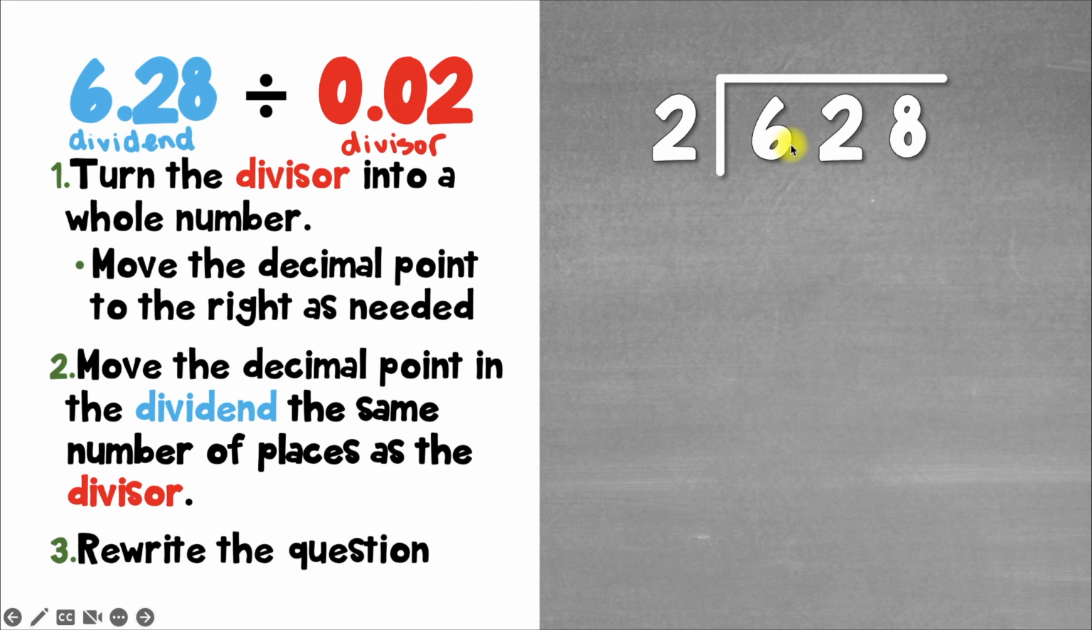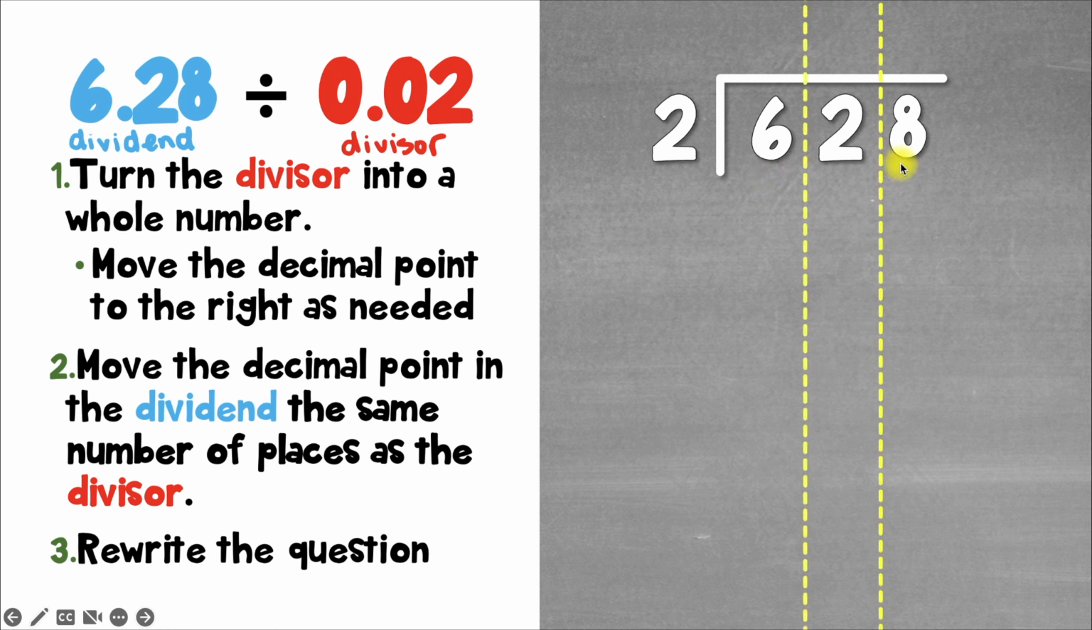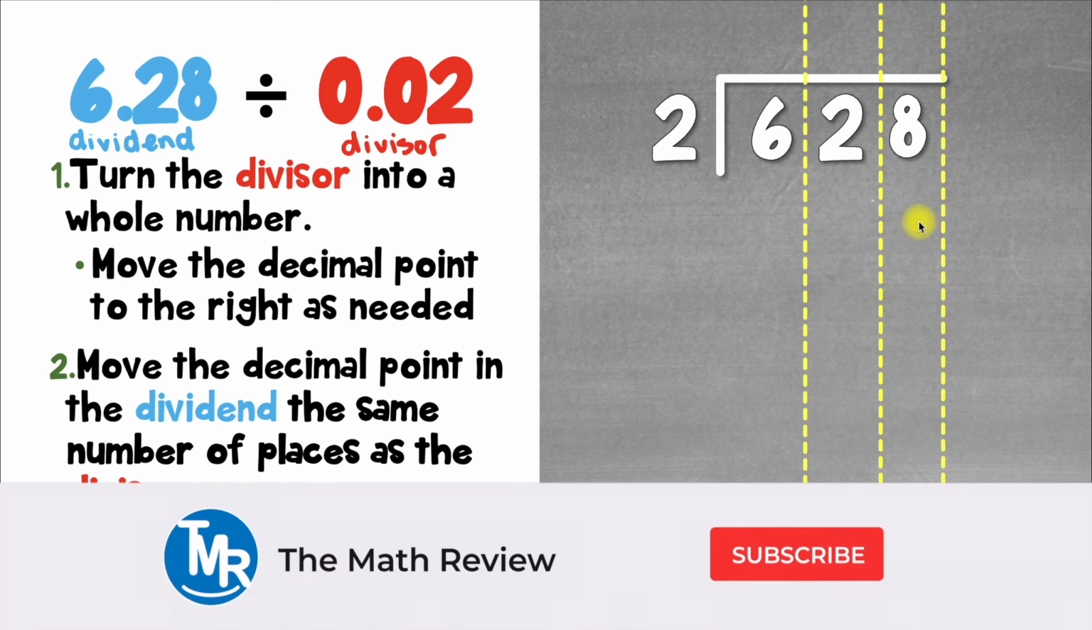Much better. So what I tell my students to do is to draw lines between their place values. And that's just to make sure their work is neat and they're more likely to get the correct answer. And now that we've done all this, we can start our division, starting with the first column.